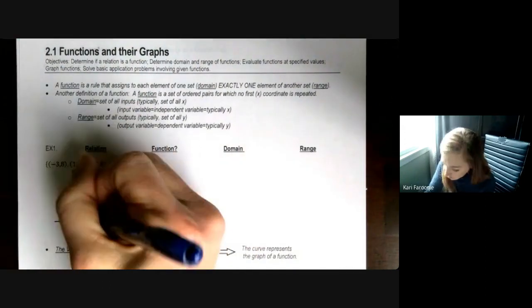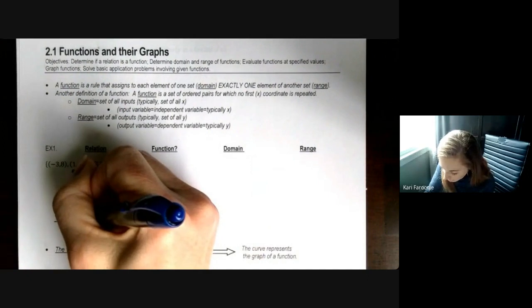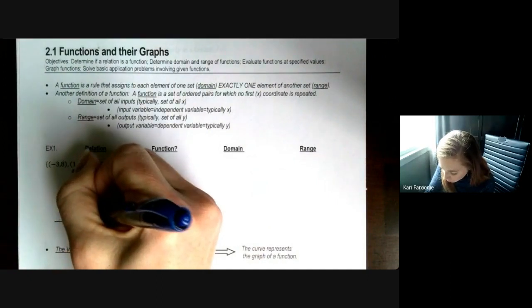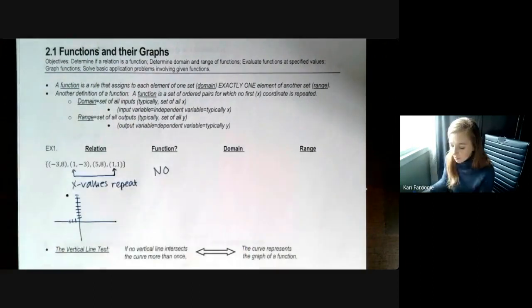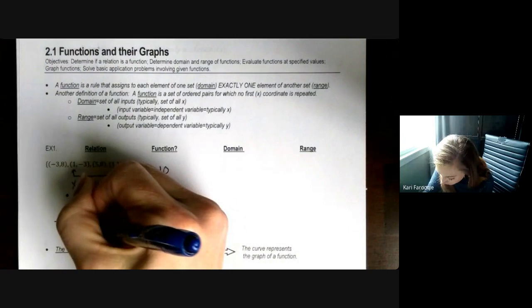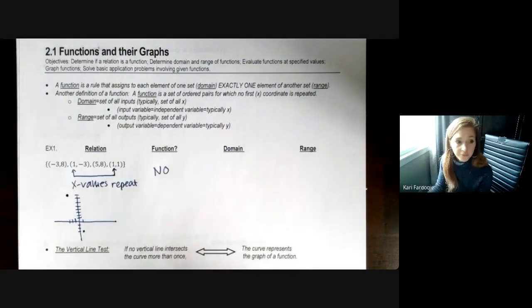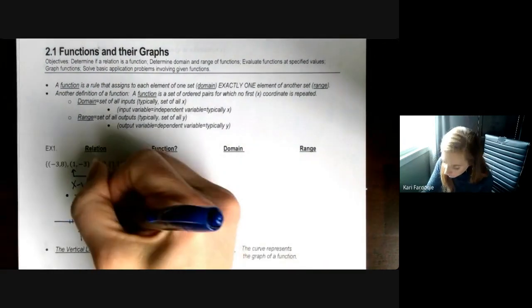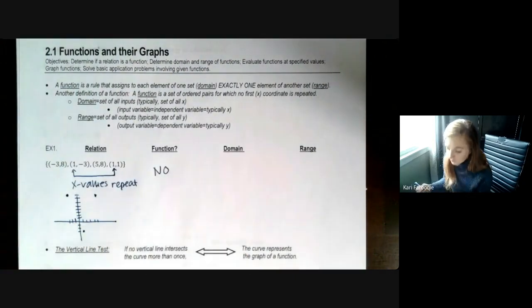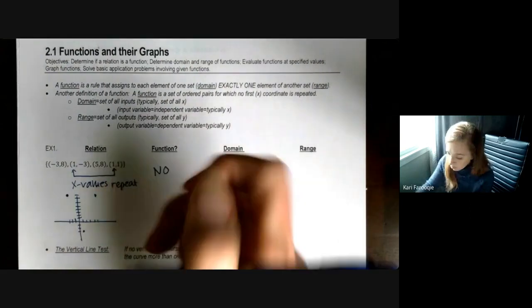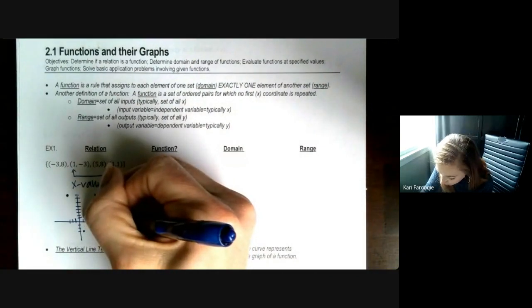-3 would be left on the x-axis, and then 8 would be up on the y-axis. 1, 2, 3, 4, 5, 6, 7, 8. That coordinate would be right about there. And then the coordinate at 1, -3, would be right here. Now at 5, 8, you'd be up there. And then at 1, 1, you'd be at 1, 1 right here.